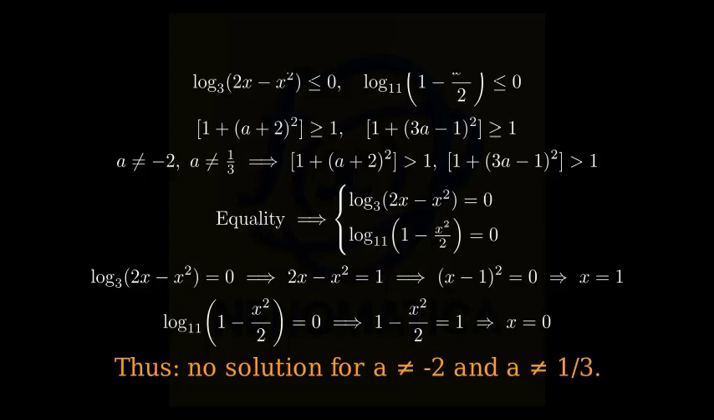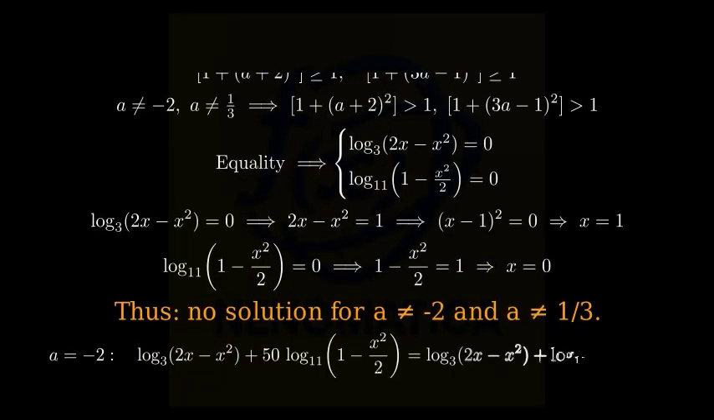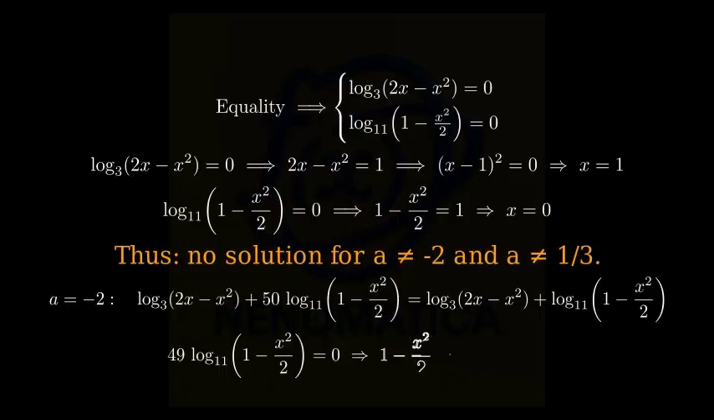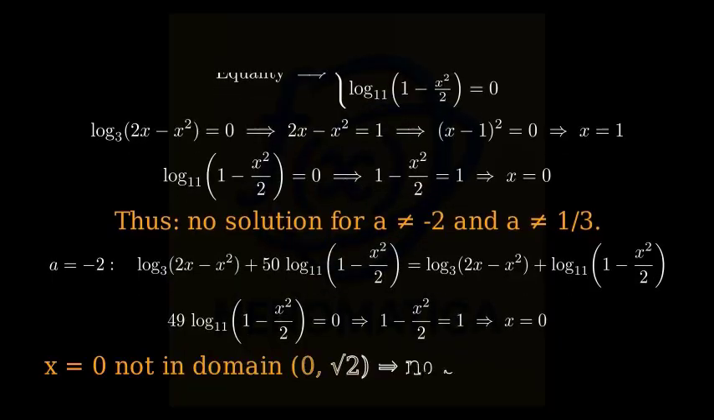Now consider the special case a equals -2. The first coefficient becomes 1, and the second becomes 50. The equation reduces to 49 times log base 11 of 1 minus x squared over 2 equals 0. So the logarithm is 0, which gives x equals 0. That is not in the domain, 0 to square root 2, open at 0. So this case has no solution.